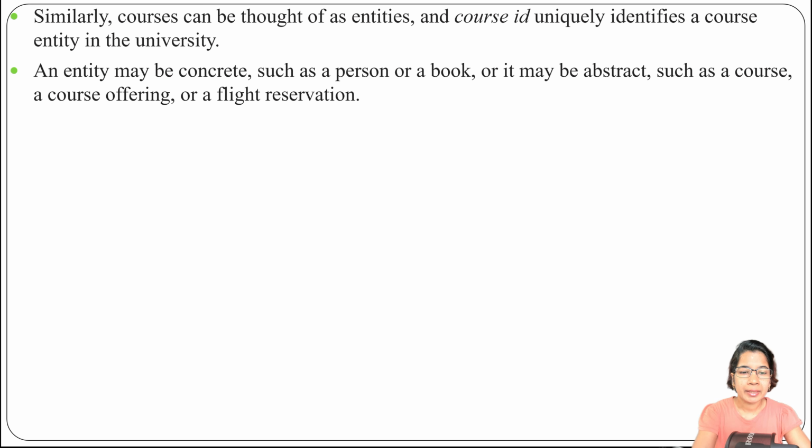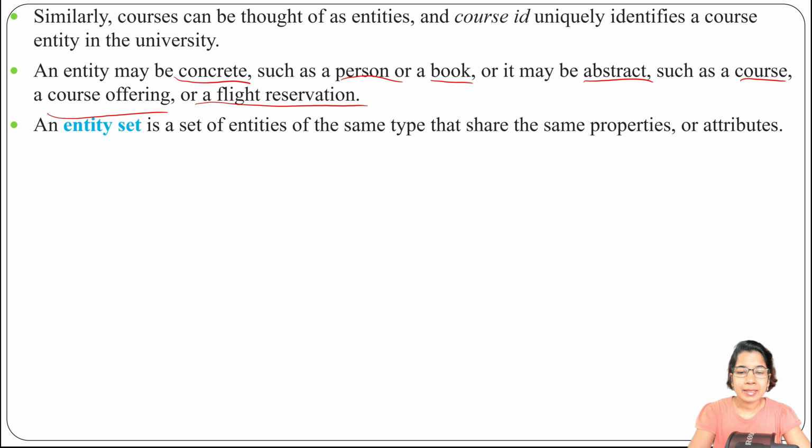There are two types of entities. Some are concrete, such as person, book, which you can touch. Some are abstract, such as course, flight reservation, which we cannot touch but which have existence. So concrete entity and abstract entity. And an entity set is a collection of similar types of entity. So in a university all the instructors belong to one entity set, or in a university all students belong to one entity set. An entity set is a set of entities of the same type that share the same properties or attributes.